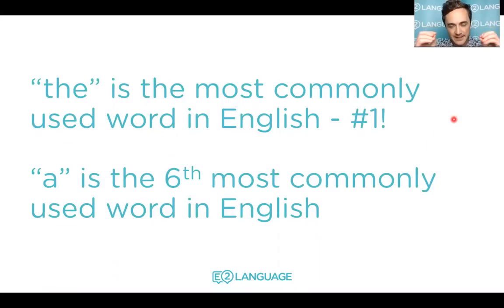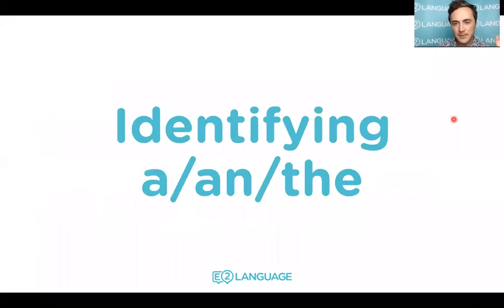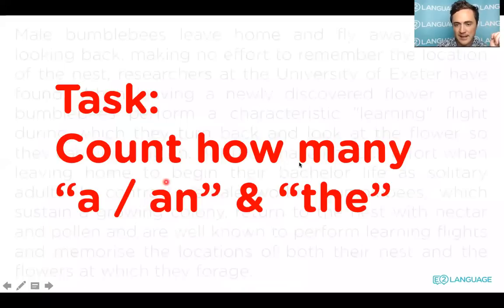So this lesson is going to apply to PTE, IELTS, TOEFL, OET. It's going to apply to writing, speaking, listening, and reading. It's an essential part of English, okay, in all aspects. First thing we're going to do is identify a, an, and the. What I want you to do is to look at this paragraph, and I want you to count how many a and an you find and how many the you find, okay?